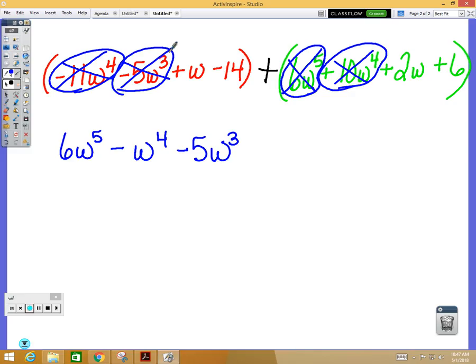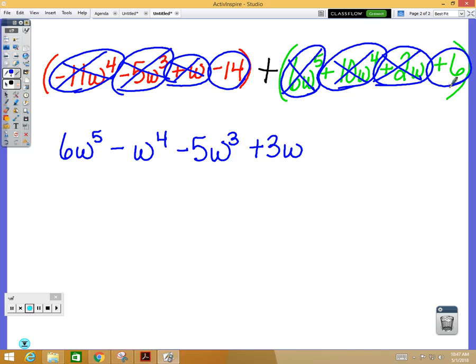What's next? Do I have any w to the second power? No. So looking for w's. I have a w here, and I have a 2w here. How many total is that? 3w. And then both of these polynomials have a constant. I have a negative 14, and I have a positive 6, giving me negative 8. And you're done.